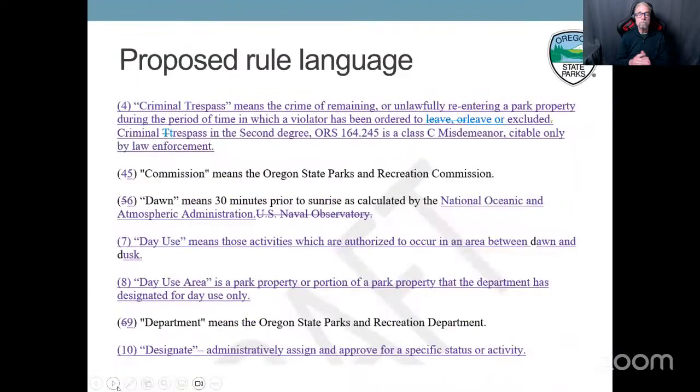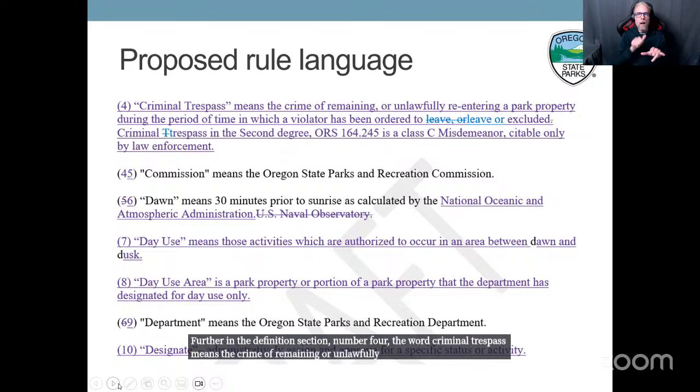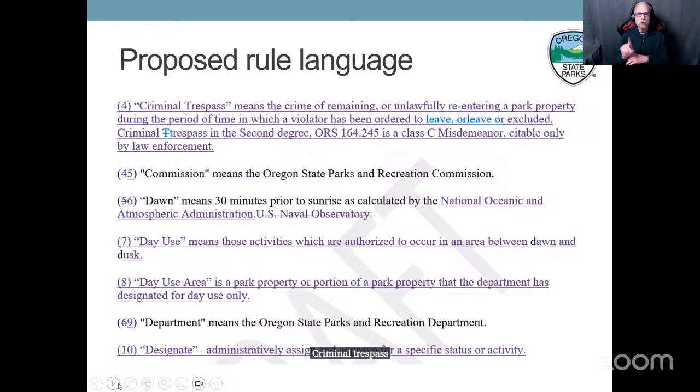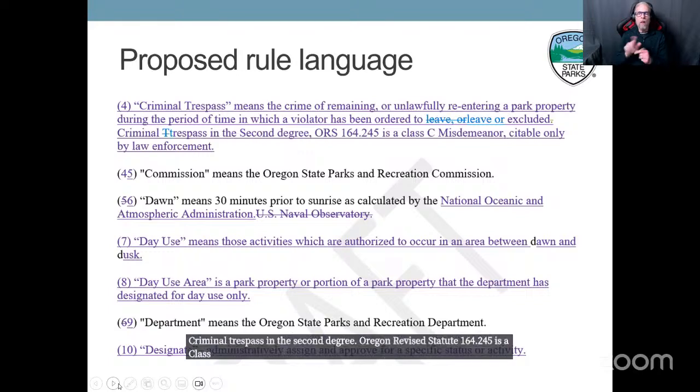Further in the definition section, number 4, the word criminal trespass means the crime of remaining or unlawfully re-entering a park property during the period of time in which a violator has been ordered to leave or excluded. Criminal trespass in the second degree, Oregon Revised Statute 164.245, is a Class C misdemeanor, citable only by law enforcement.